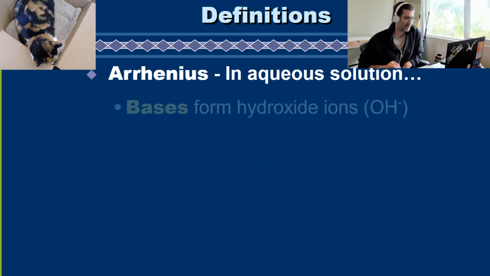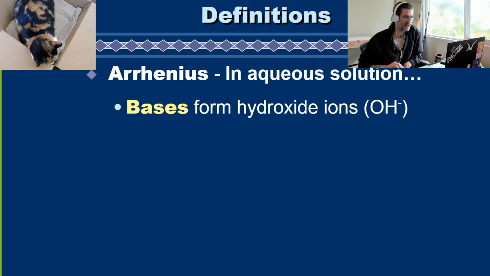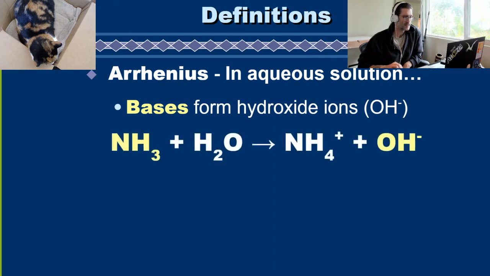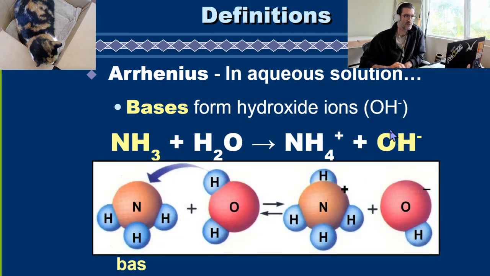So we have the acid over there, and Arrhenius bases form hydroxide ions in aqueous solution. So acids form hydronium ions, bases form hydroxide ions. Here we have ammonia, and it's going to react with water to form ammonium with hydroxide. It forms a hydroxide ion by grabbing hold of one of those protons, becoming NH4+ and OH-.